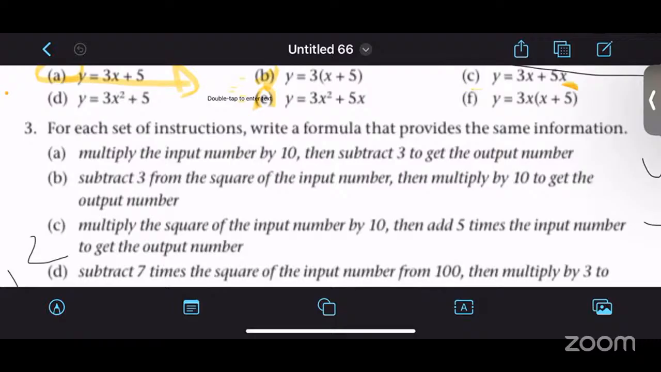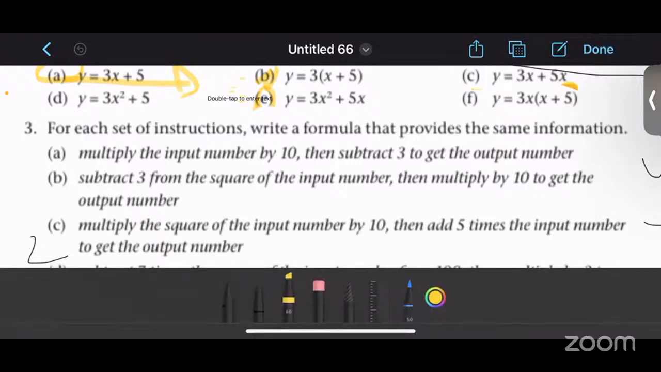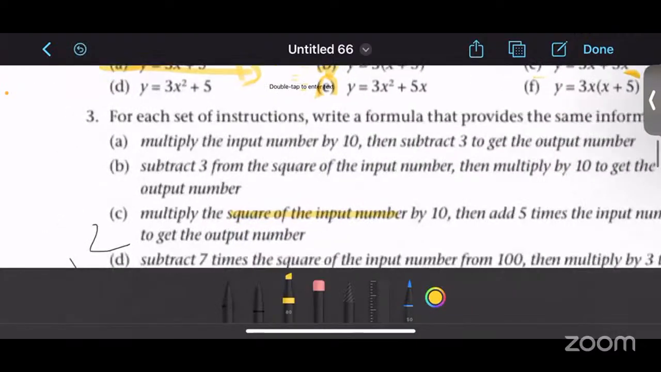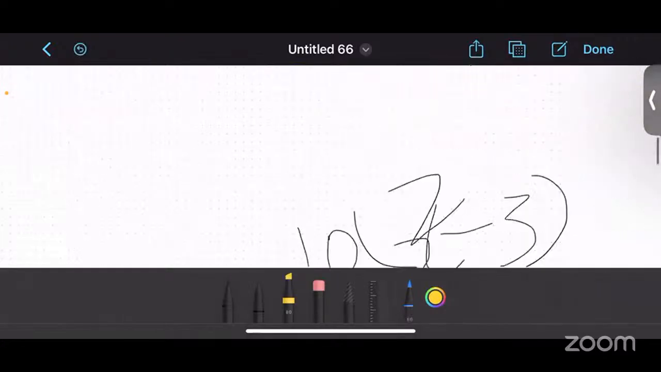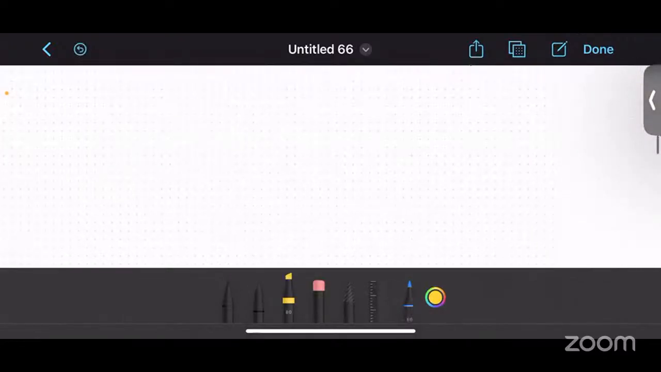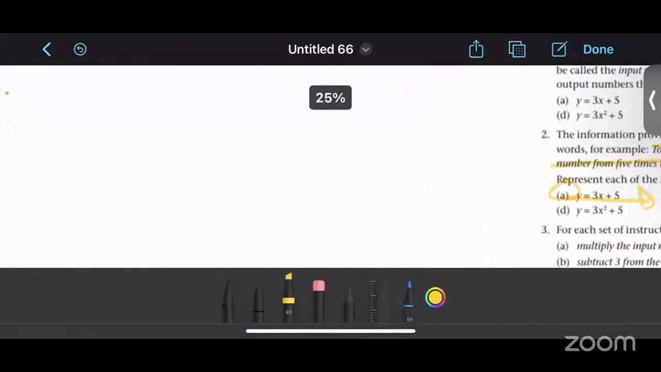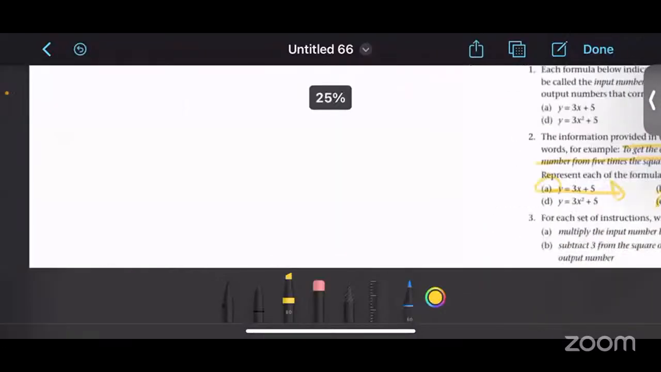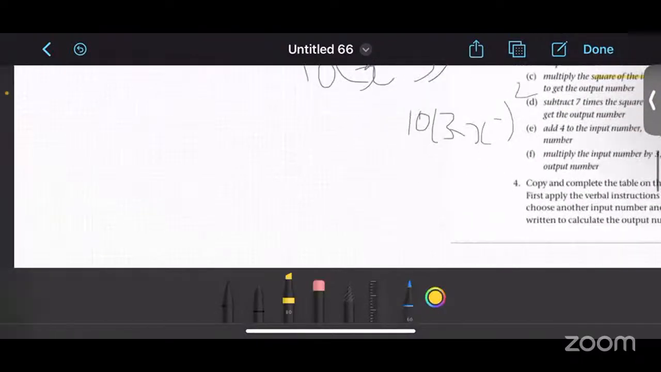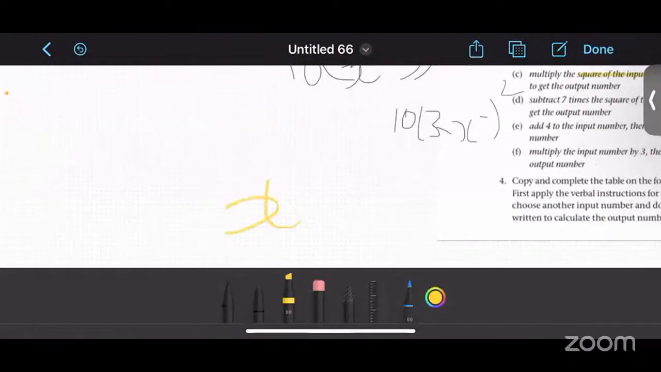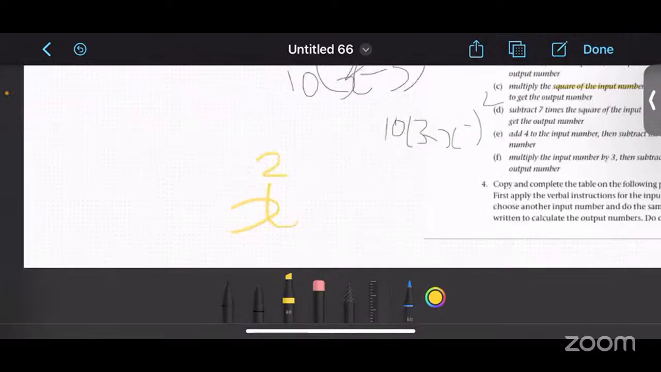So this is saying multiply the square of the input number by 10. What is the square of the input number? The input number is x, so the square is x squared. Then what do we have to do here? They say multiply the square of x by 10. So we are multiplying it by 10, okay?